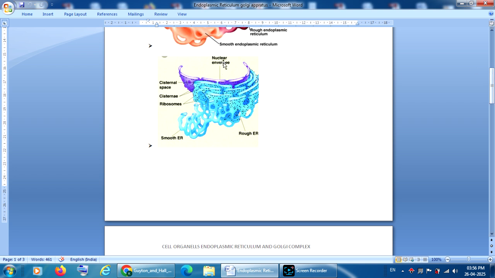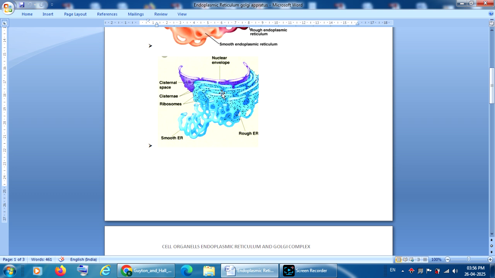Here you can see the nuclear envelope and how the cisternae connect to it. What is cisternae? Cisternae is nothing but a tubular structure. How is the endoplasmic reticulum present? It is present in the form of tubules or vesicles. Those tubules are called cisternae, and the space is called cisternal space.